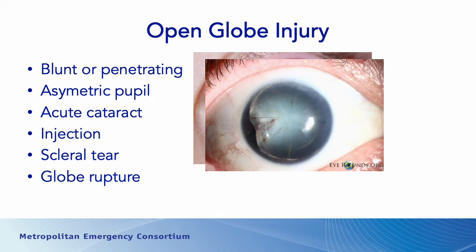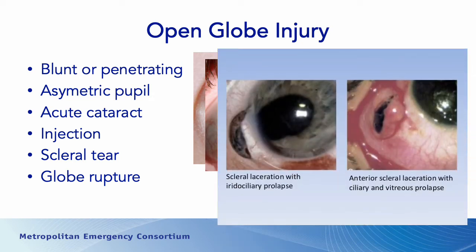The other thing about this is it looks like the lens, because of the injury, has been displaced and is now anterior or in front of the iris. So there's been a significant injury here. Here's another picture. This one suggests that there is injury to the sclera or the white part of the eye.